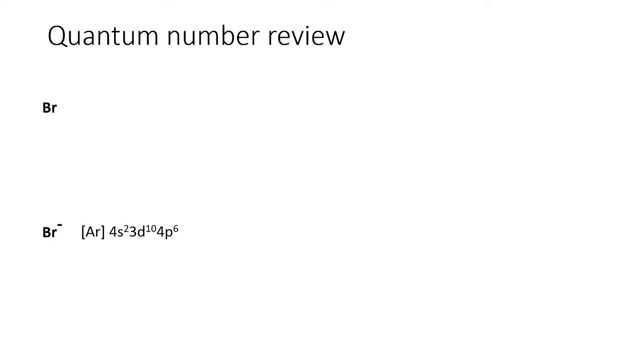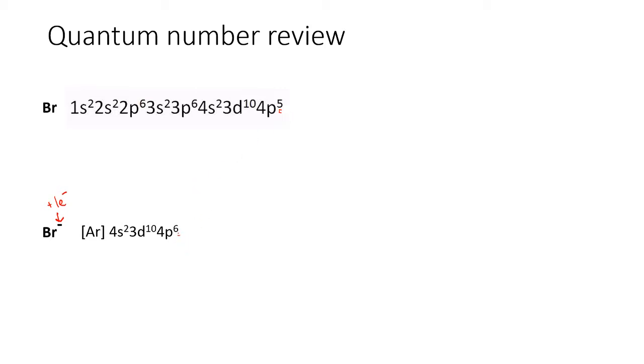So let's practice all of this together and do a little quantum number review. If I wanted to write the electron configuration for bromine, this would be its electron configuration. We've seen it before in an earlier slide, I think. And so now we can also look at bromine, the anion. If it has a -1, then it added 1 electron, right? It picked up an electron. It went from 4p5 to 4p6.